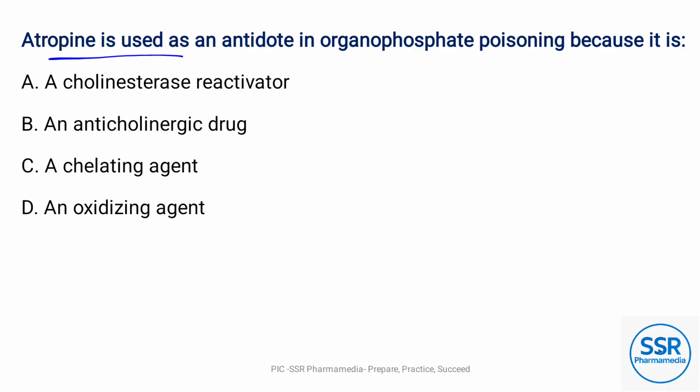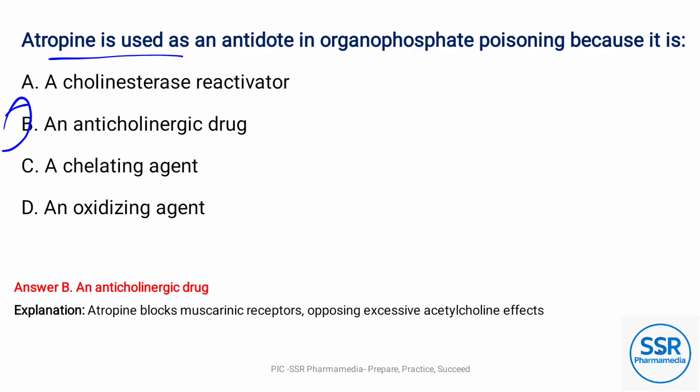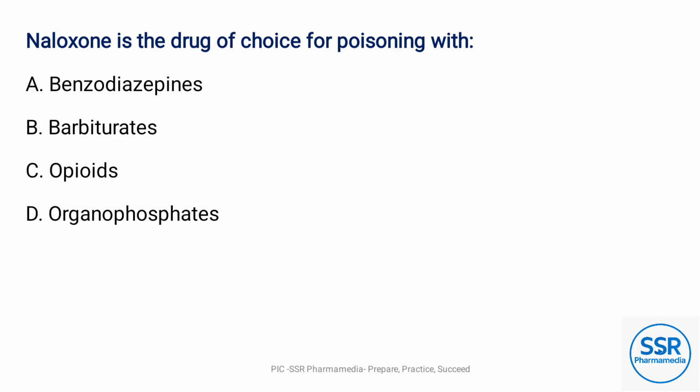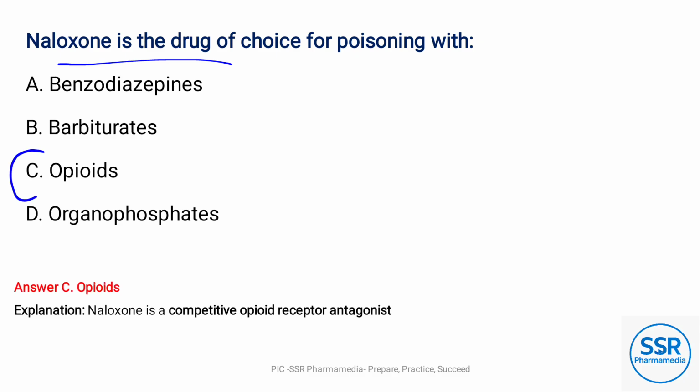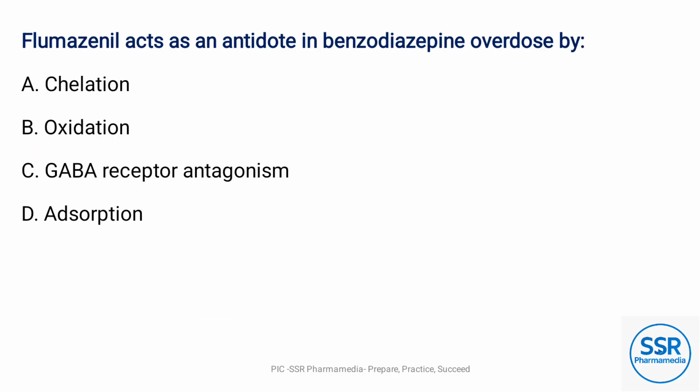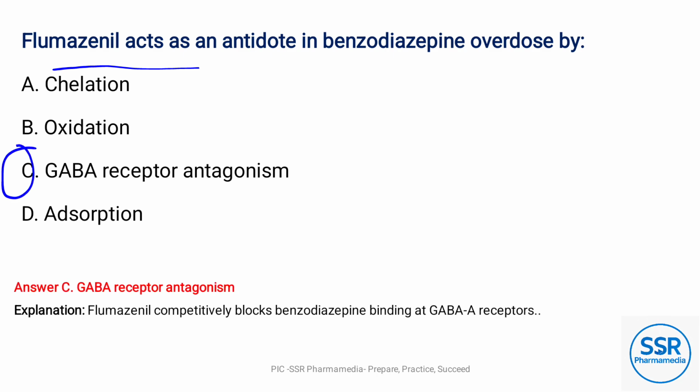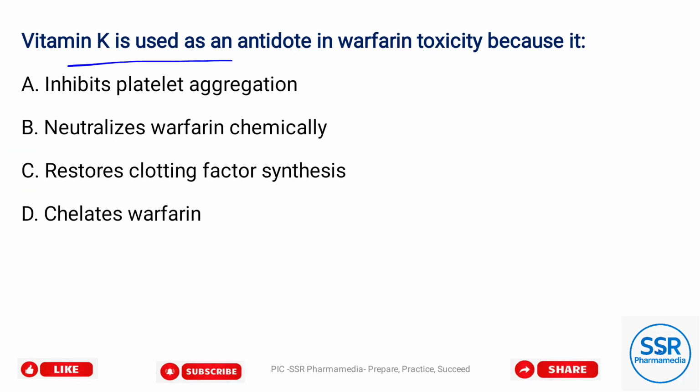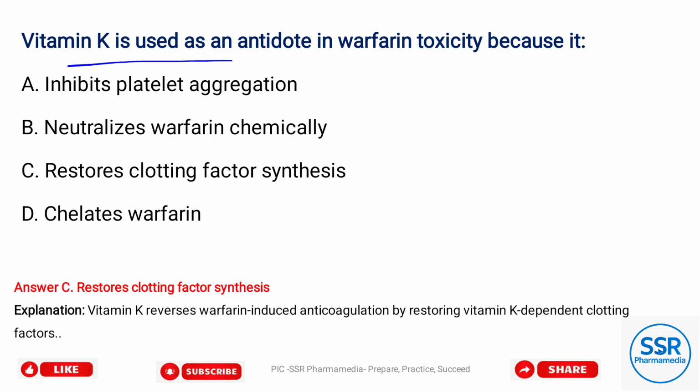Atropine is used as an antidote in organophosphate poisoning because it is, option B, an anticholinergic drug. Naloxone is the drug of choice for poisoning with, option C, opioids. Flumazenil acts as an antidote in benzodiazepine overdoses by, option C, GABA receptor antagonism. Vitamin K is used as an antidote in warfarin toxicity because it, option C, restores clotting factor synthesis.